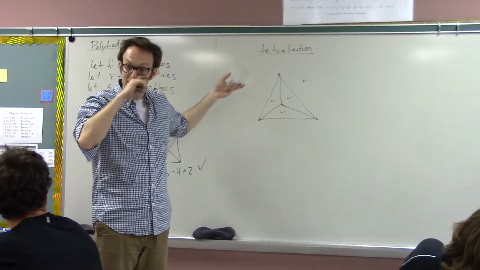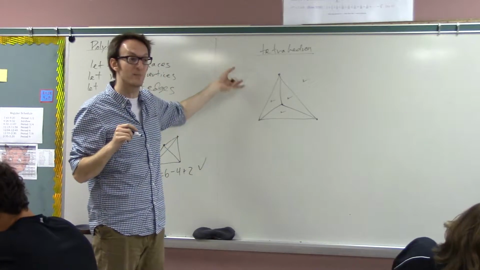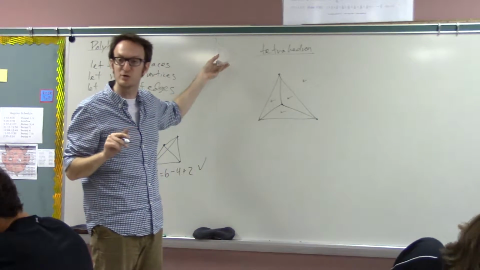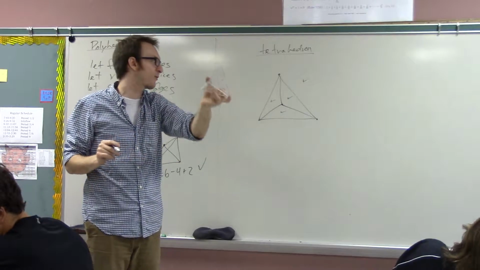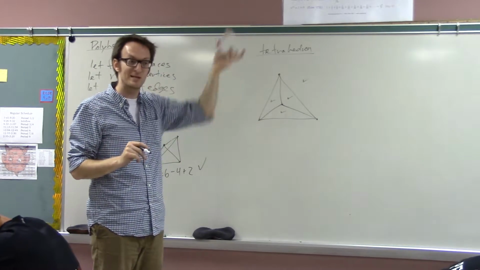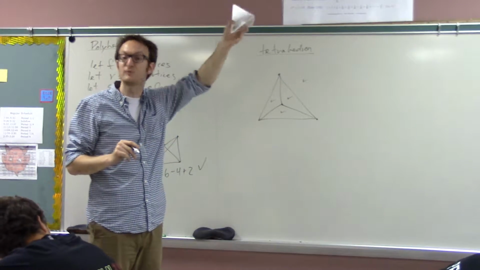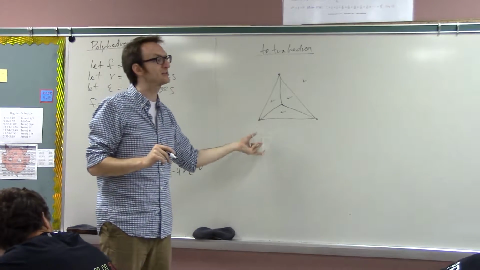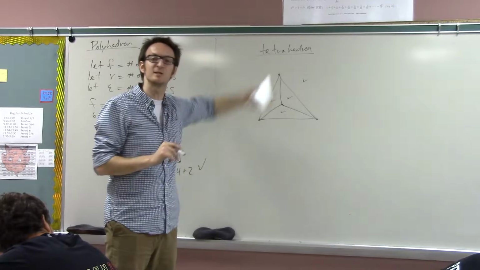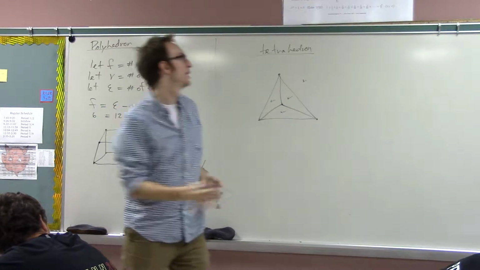So this is a planar embedding of the tetrahedron in the sense that the tetrahedron has 4 vertices, so does this graph. The tetrahedron has 6 edges, so does the graph. The tetrahedron has 4 faces. The graph has 4 regions, including the outer region. Follow? Okay, good.